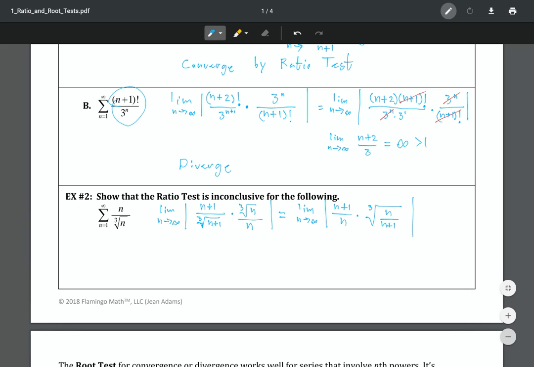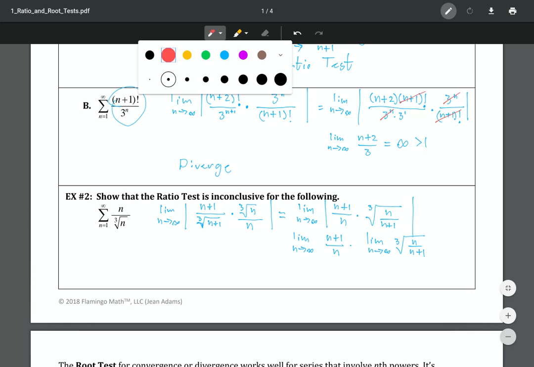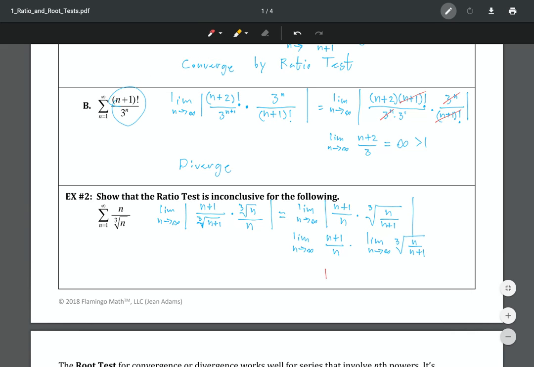Now, none of these are going to be negative anyways, so you can drop the absolute value or keep it in if you want. It doesn't matter. But essentially, I can take the limit of this and then multiply it times the limit of this other side right here. The limit of this one right here is 1, using the horizontal asymptote rules.